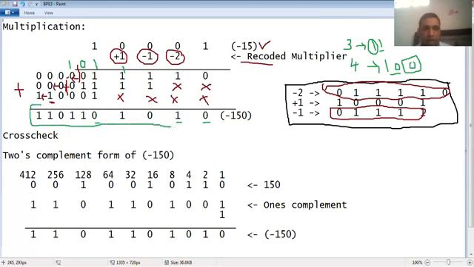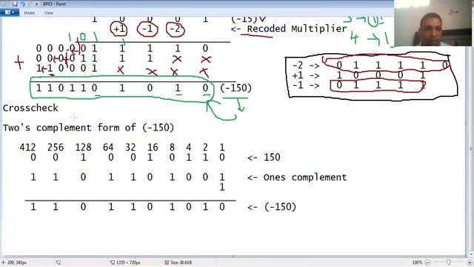So this binary pattern is nothing but the product of minus 15 and plus 10, and as the result is minus 150. So this result is basically the 2's complement of 150, because a negative number is represented in 2's complement form. Let us cross check the result. Let me represent this minus 150 in 2's complement form. First, I have to take the binary pattern of 150. So 128 plus 16 plus 4 plus 2, so it becomes 150.